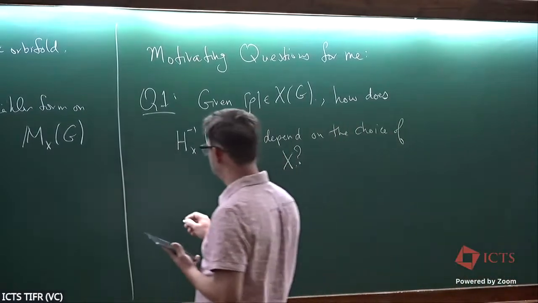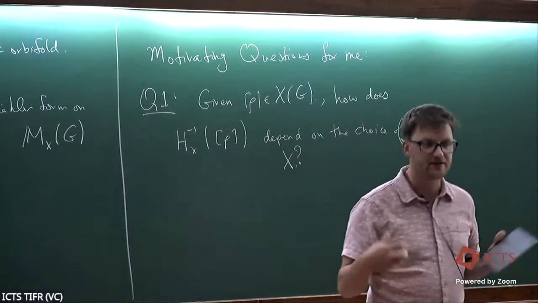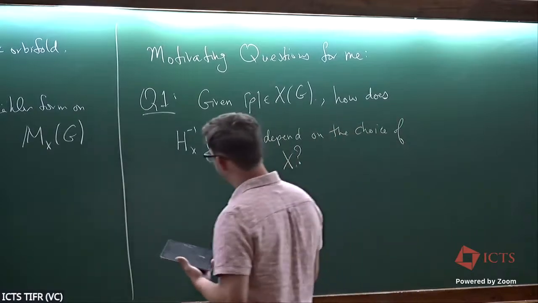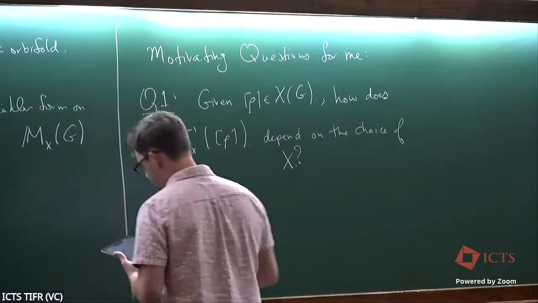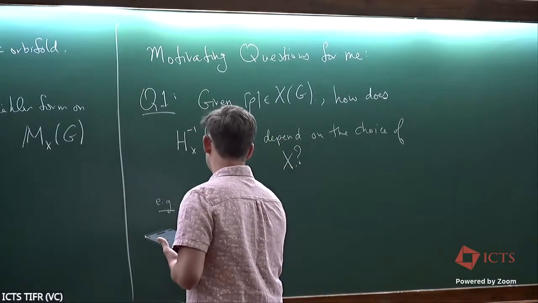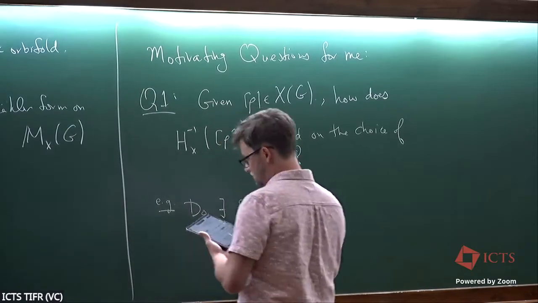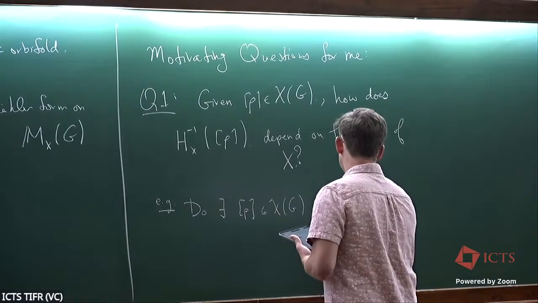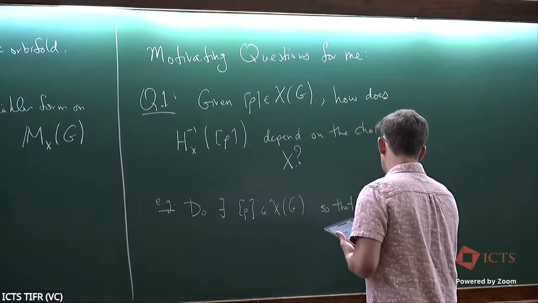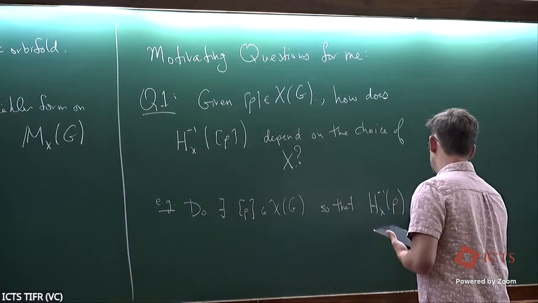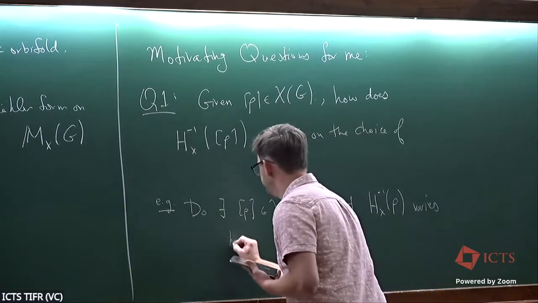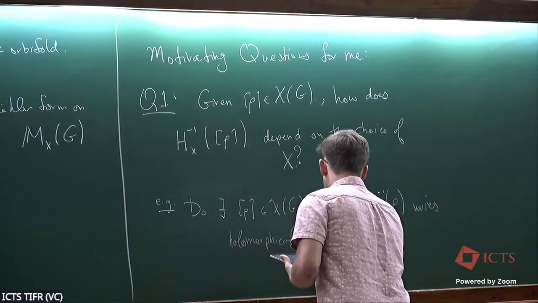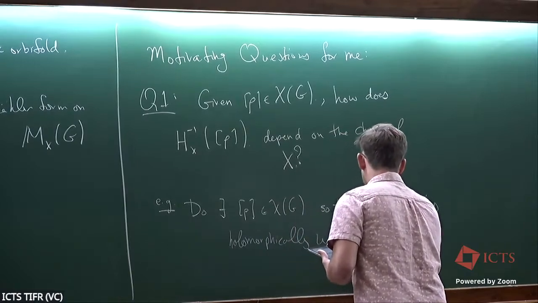That's a very vague question, which makes it easy to ask but hard to answer. So maybe I'll give you an example of a more specific question. Do there exist representations so that the associated Higgs bundle varies holomorphically with respect to the choice of X?